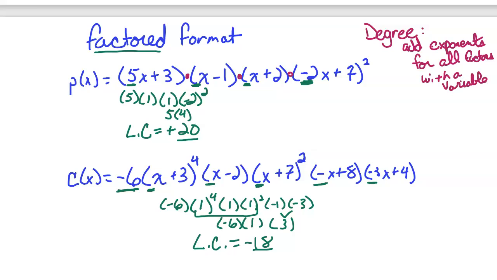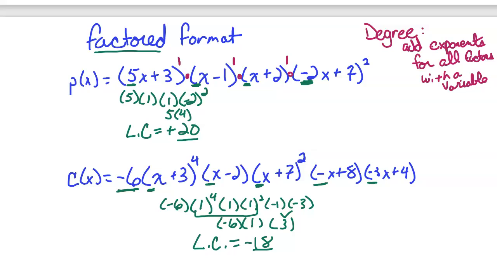So I'm going to go through there and look at the factors that have a variable. So this factor has a variable. It doesn't have an exponent, but what is the understood exponent of anything that doesn't have an exponent? Well, think about what the exponent of this x is. It's a 1. So this factor has a variable. Its exponent is a 1. This factor has a variable. Its exponent is a 1.